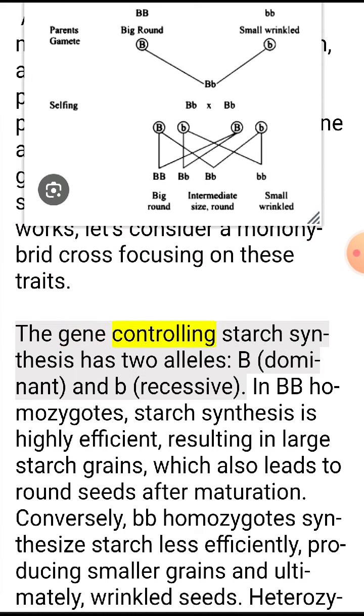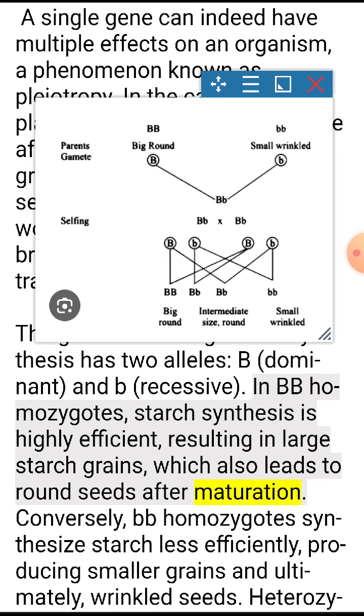The gene controlling starch synthesis has two alleles, B dominant and b recessive. In BB homozygotes, starch synthesis is highly efficient, resulting in large starch grains, which also leads to round seeds after maturation. Conversely, bb homozygotes synthesize starch less efficiently, producing smaller grains and ultimately, wrinkled seeds.